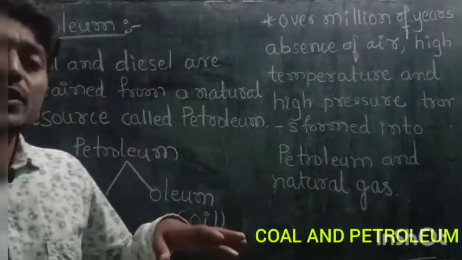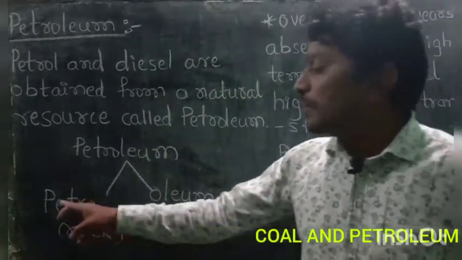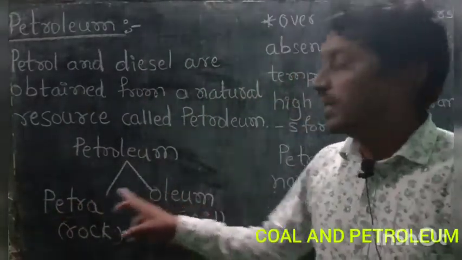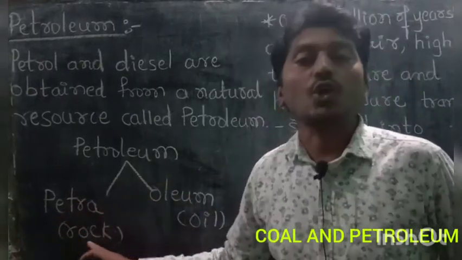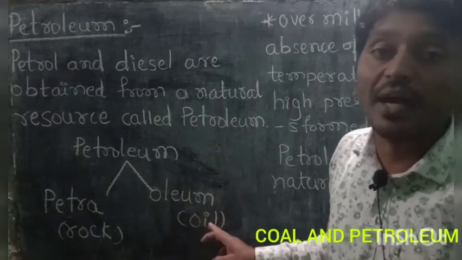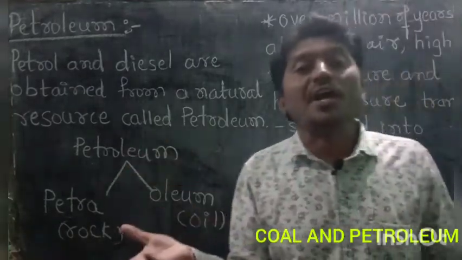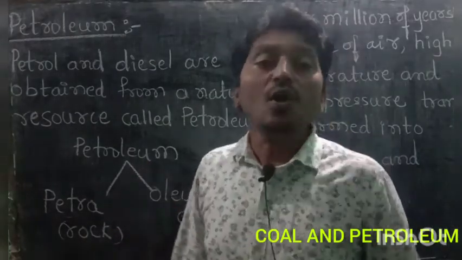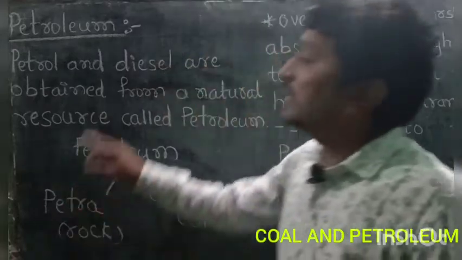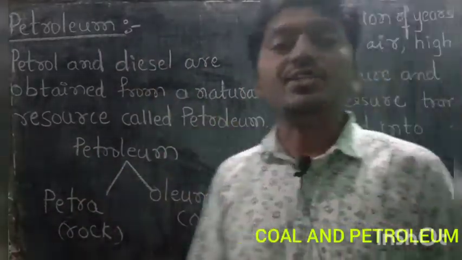The word petroleum is derived from the combination of two words, petra and oleum. Here petra means rock and oleum means oil. In a simple way, petroleum means rock oil. Then how is petroleum formed in nature?